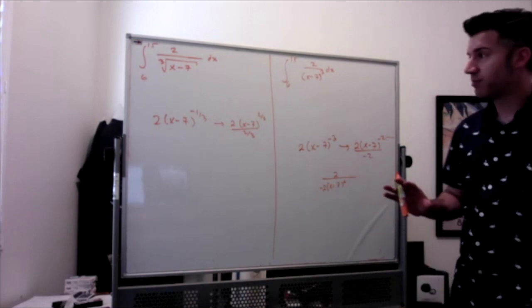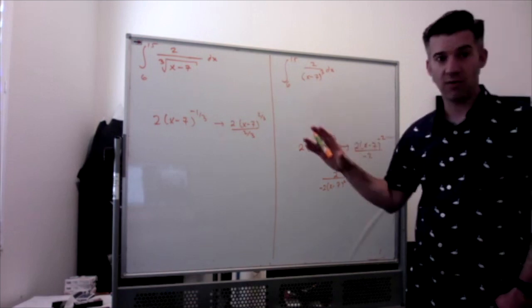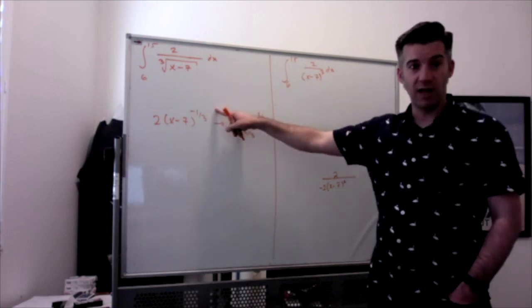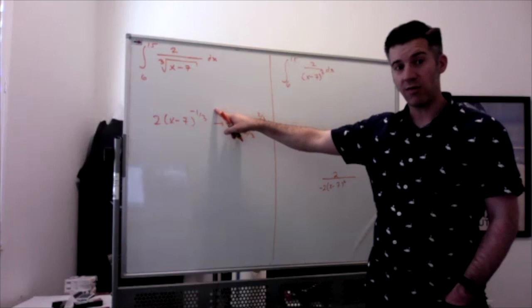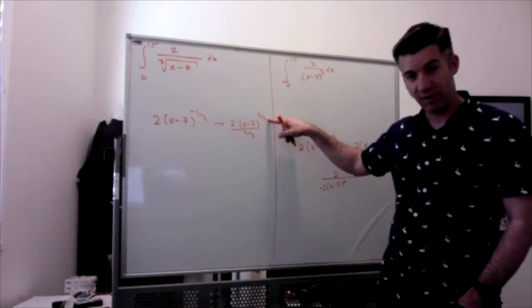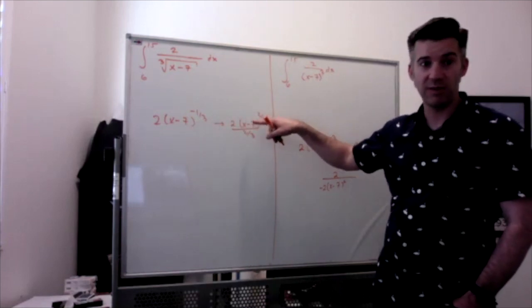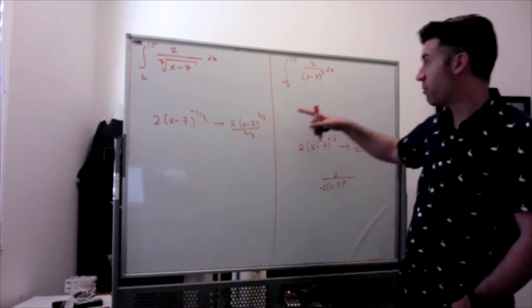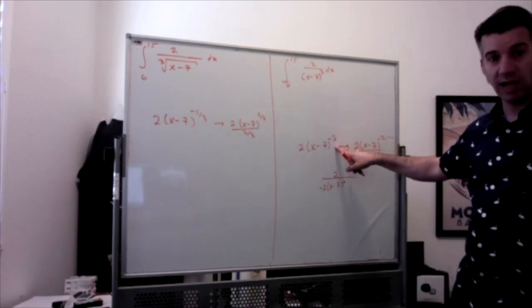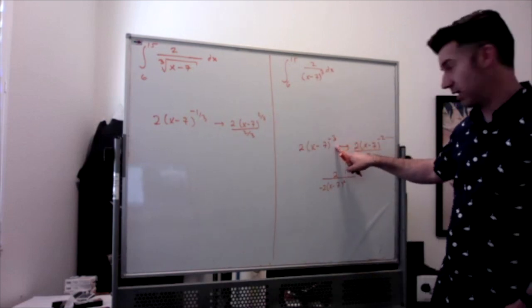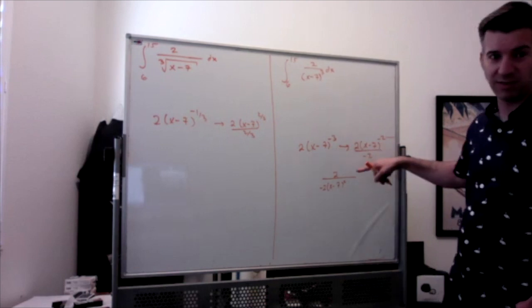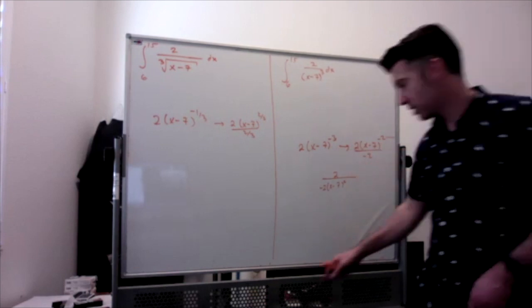So basically, if your initial power is kind of negative but not too negative, when you integrate it and add 1 to the power, the new power is positive. And then plugging in something that makes it 0 is okay. But if your original power is too negative and you integrate it, it's still negative, then when you plug in something that makes it 0, it's still undefined.